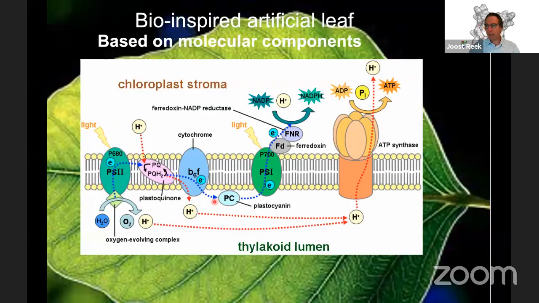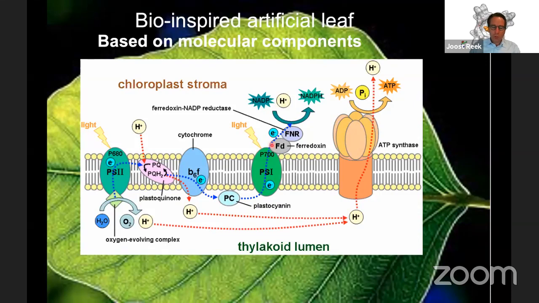But our group, we like to be inspired by nature, and in nature all these processes are well organized. So here you see a schematic picture of a leaf where light absorption takes place, where electrons are extracted from water. These electrons are carried away to photosystem 1, and here you get another energy injection via light, and here NADP is converted into NADPH, so the molecular hydrogen form of nature.